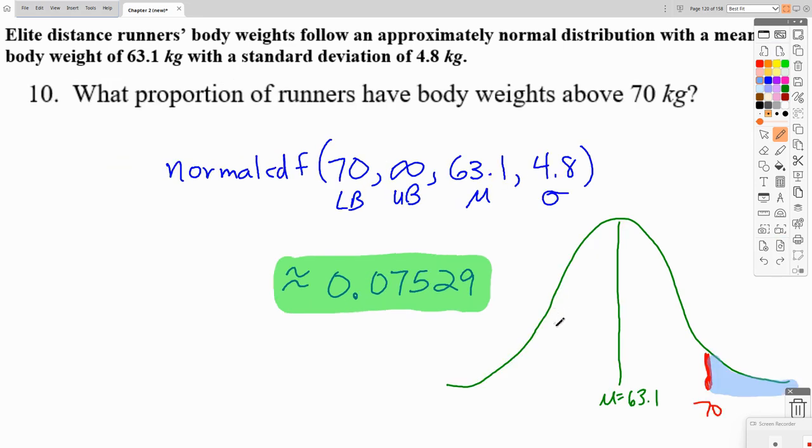Number 10, how many are above 70? So now we're on the right side of the curve, so 70 and up. And I get about 7.5%. Now, this is like what I was just mentioning. Can we say that a weight of 70 kilograms is at the 7.5th percentile? No, because that's going in the wrong direction. Percentile must go less than or equal to. So we could take our answer and subtract it from 1 or 100%, and then that would tell us what the percentile value would be for 70 kilograms.